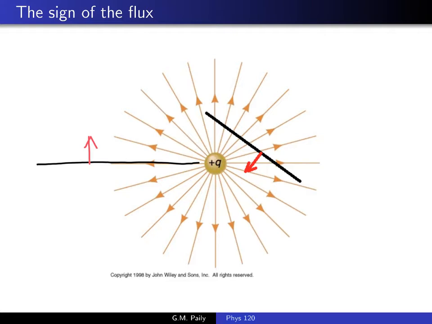And if the field lines do not pierce the surface, if they are simply tangent to the surface, then they will be perpendicular to the area vector. Notice that because the area vector is normal to the surface, if the field lines are perpendicular to the area vector, they are tangent to the surface. Well, in this case, since they are not piercing through the surface, the flux is zero.